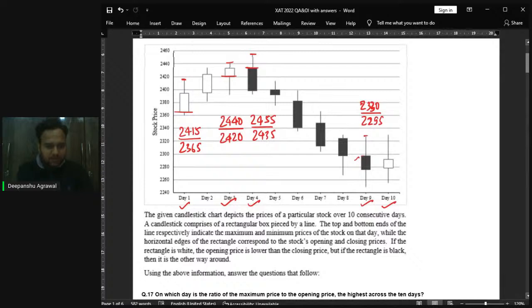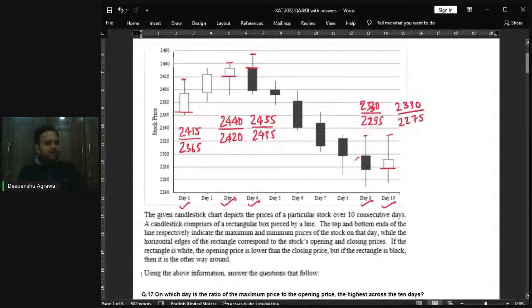Now we move to the next one. Next one should be 2330 divide by the opening price would be something here. So that would be 2275. Okay. Now we have to compare all this data, and I have to check which is the highest among these, right?